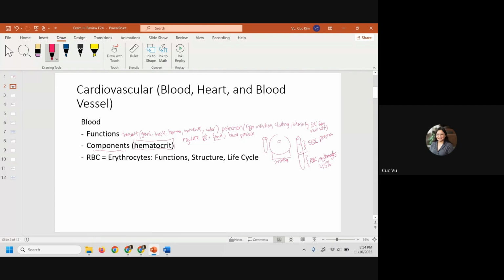Then in the middle, a very small percent, less than 1%, would be what's called the buffy coat. And the buffy coat contains 2 things. What are they? Leukocytes and platelets. Yes. Platelets and leukocytes, or white blood cells. That's right.